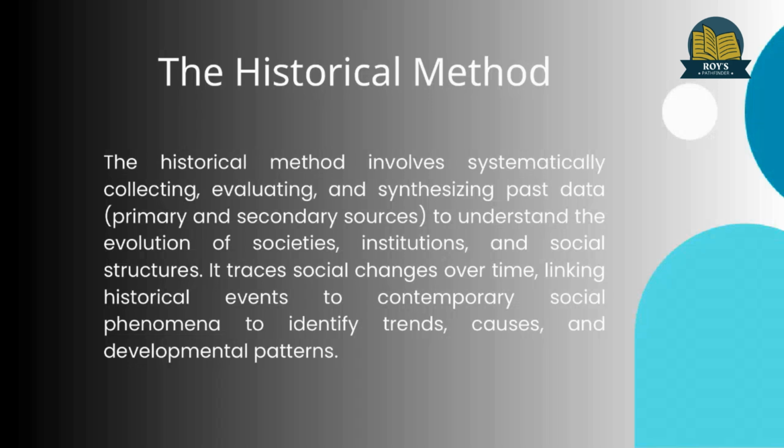The historical method is all about looking back in time to understand how societies and social structures have evolved. It involves carefully gathering and analyzing both primary and secondary sources to piece together past events and developments. By doing this, we can trace how social changes have taken place over time and connect those changes to what's happening in the present. This approach helps us spot patterns, identify causes, and understand the broader trends in social development. Essentially, it gives us a deeper perspective on how history shapes our current social world.